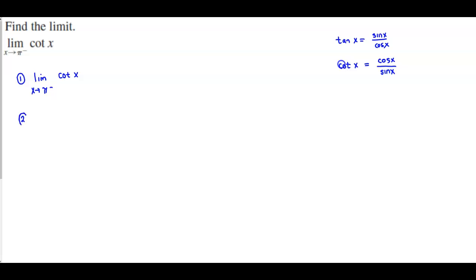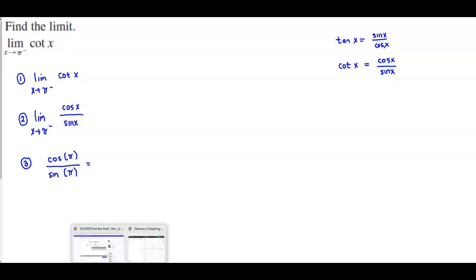So in step 2, we can rewrite this as the limit as x is approaching pi from the left of the cosine of x divided by the sine of x. Okay, now let's evaluate this limit as x is approaching pi from the left. So we want to find the cosine of pi and divide that by the sine of pi. Okay, so let's go ahead and graph this, right?